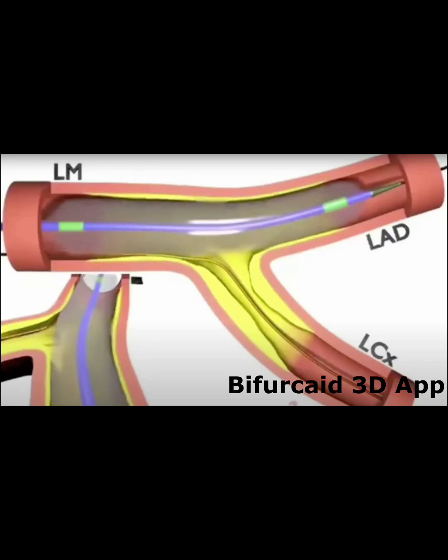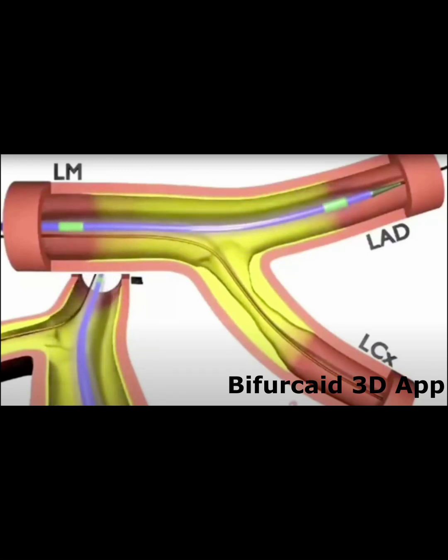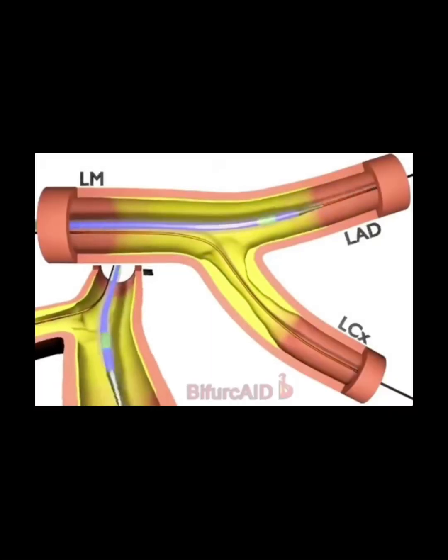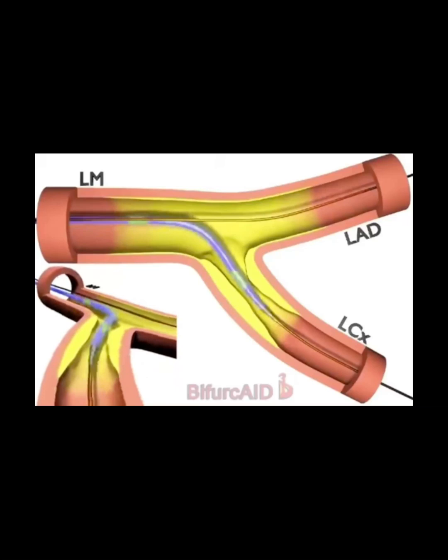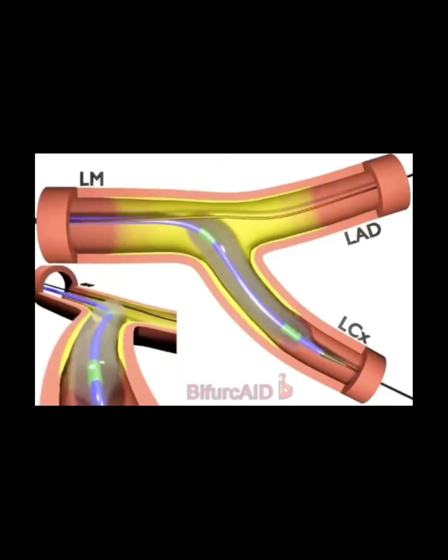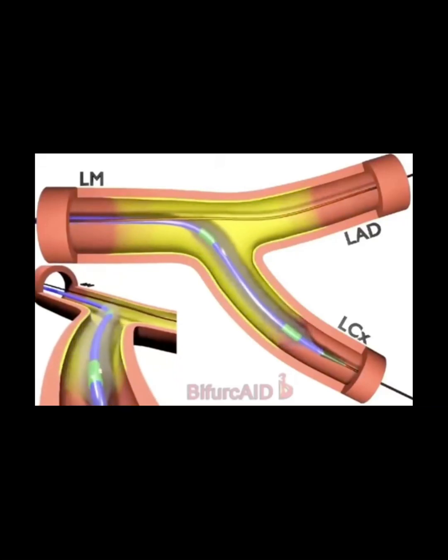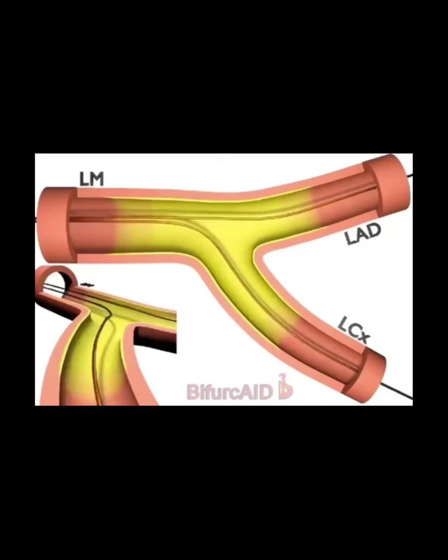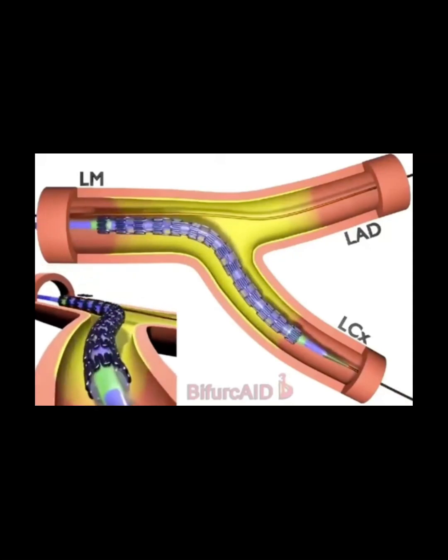In this graphic, you see that both the main branch and the side branch are pre-dilated initially. The sequence of predilation doesn't matter as long as both of them are done one-to-one, and if the lesions are calcified, obviously appropriate expansion with non-compliant balloons or specialty balloons is recommended.